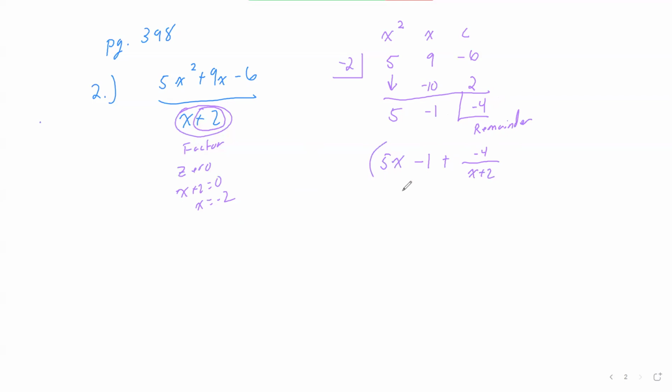And that's it. That's what you do. I just do a whole bunch more. Let's look at number 5. So we have 4x cubed minus 6x squared plus x minus 7 divided by x plus 2.